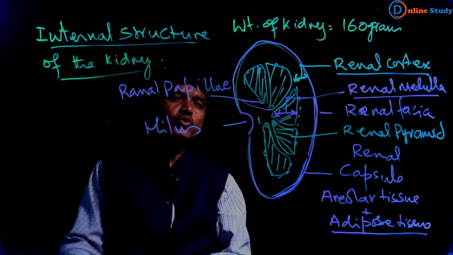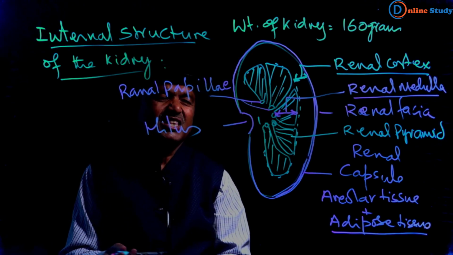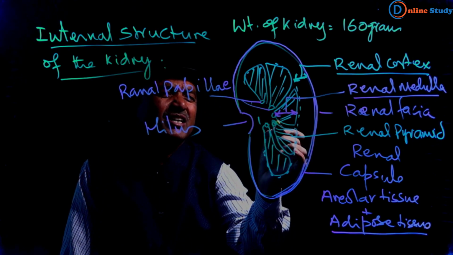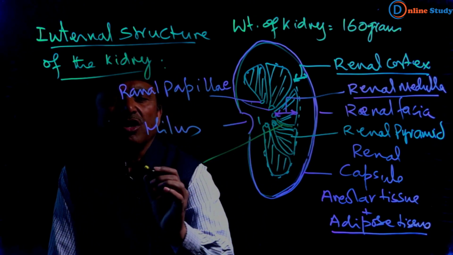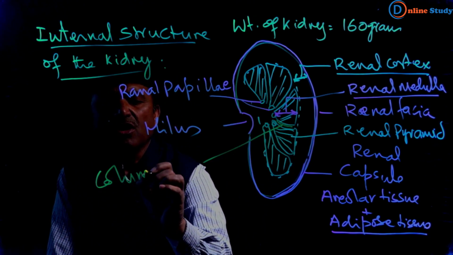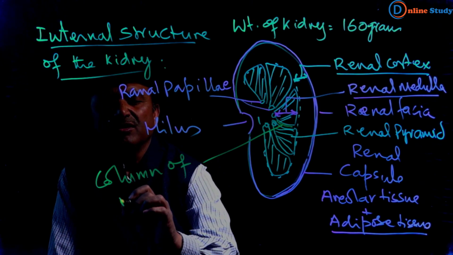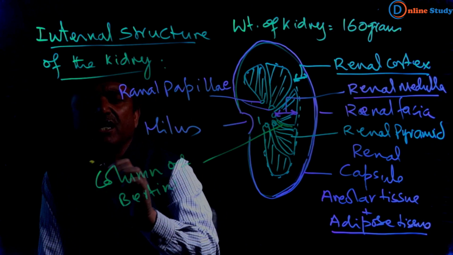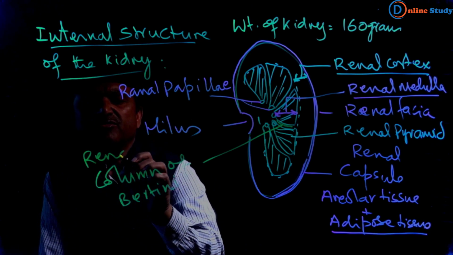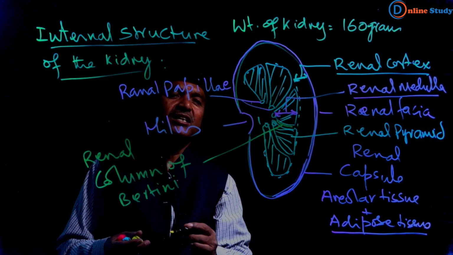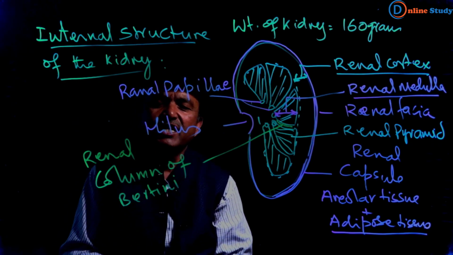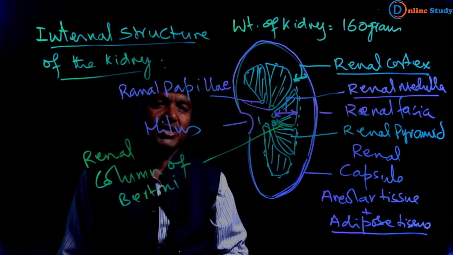And the tissue present in between the renal pyramids here is called the column of Bertini, or we can say the renal column of Bertini.